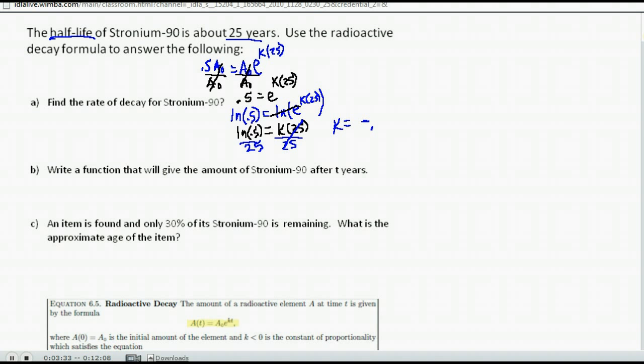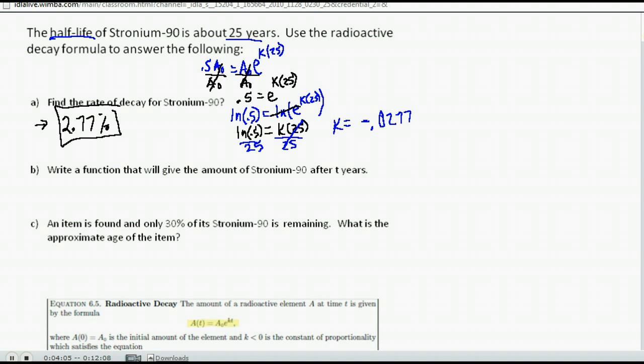negative 0.0277 as your rate of decay. If we want that as a percent, we move the decimal two places, so 2.77% is the rate of decay. In the formula, it's going to look like negative 0.0277, but its rate of decay is 2.77%.